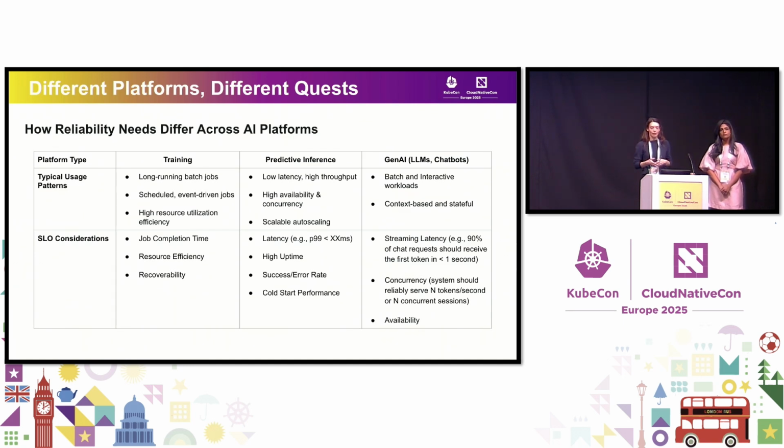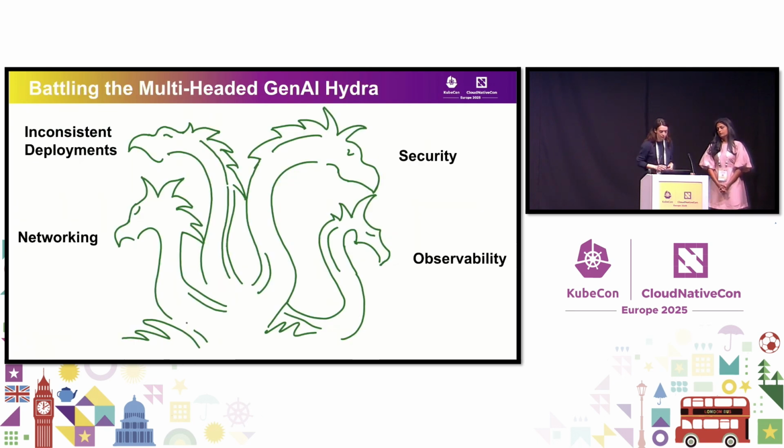So for GenAI, our usage patterns could be real-time inference. We might have interactive workloads. We might have some batch things going on. Also, what we care about is managing how many tokens we're getting in, the concurrency, the streaming latency, and the availability. So the GenAI Hydra is tricky. You chop off one head, like inconsistent deployments, and 2 more heads pop up, like security or observability issues. So we should arm ourselves wisely.